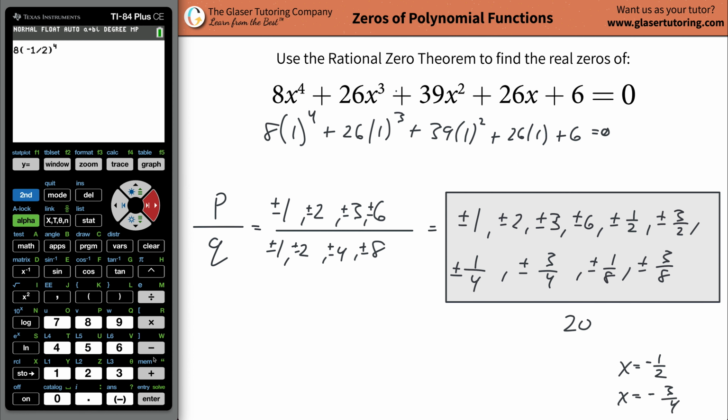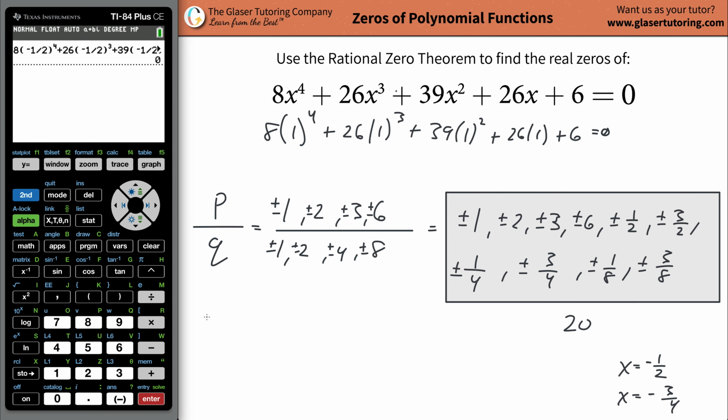Whenever you plug in x values, please plug them in parentheses. Sometimes when I speak, I forget to do things. So plus 26, then it's x, so it's negative 1/2, right? Raised to the 3rd. Okay, so that looks good. Then it's going to be plus 39. Why 36? What's going on? 39. All right. Then that's going to be parenthesis, then negative 1/2 squared. All right. Then it's going to be plus 26 now times your x, which is negative 1/2, plus 6.